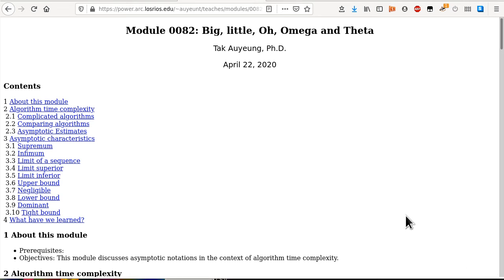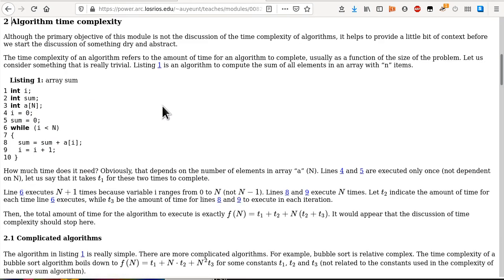Okay, all right. So what we'll do is we are going to get started with this module. And section 2 really is just a step-by-step introduction to the concept of what we mean by time complexity. When you look at this algorithm, which is expressed in C syntax, it's really just a loop to go through an array, and then we just add up all the values of all the elements in the array.